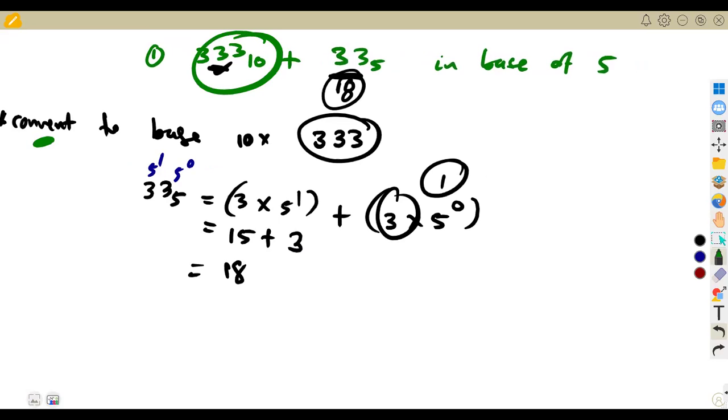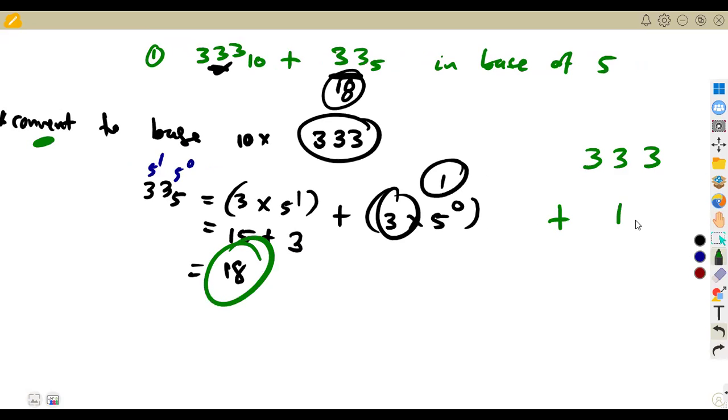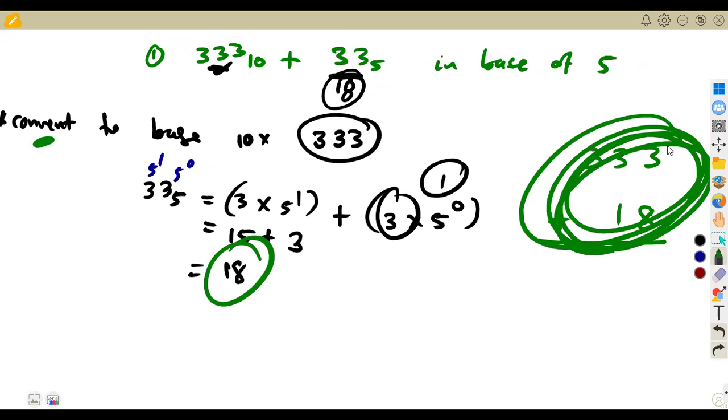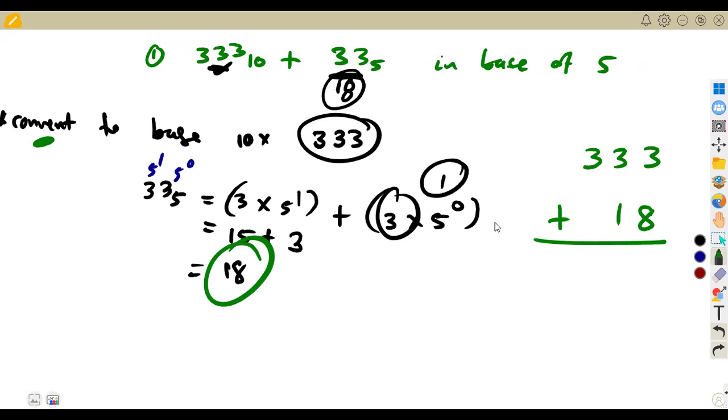Already this was in base 10. So we are simply adding 333 plus 18 in base 10, because this is what we got from 1/8 in base 2, which is 18. These are now base 10. This is what we are using. Base 10, those are the numbers. 6 plus 1 is 11, 8 plus 8 is 6. Those are the numbers in base 10.